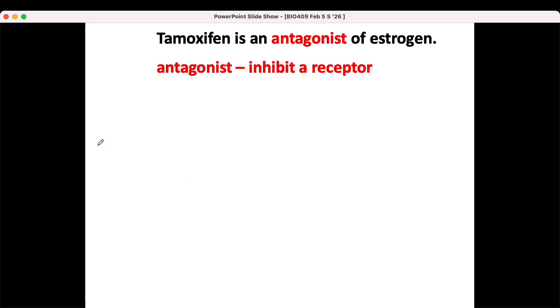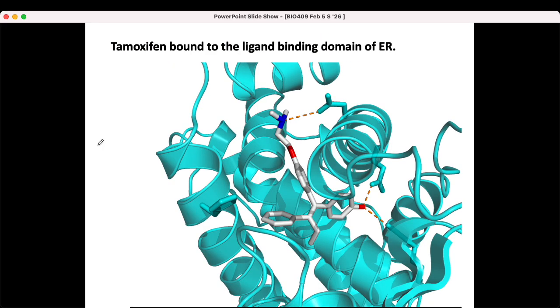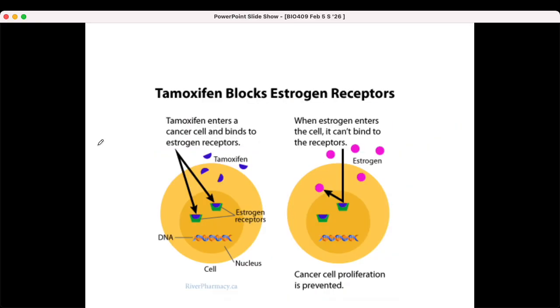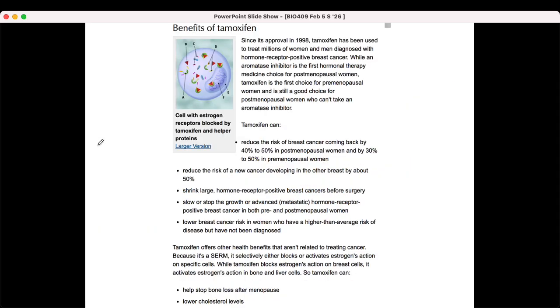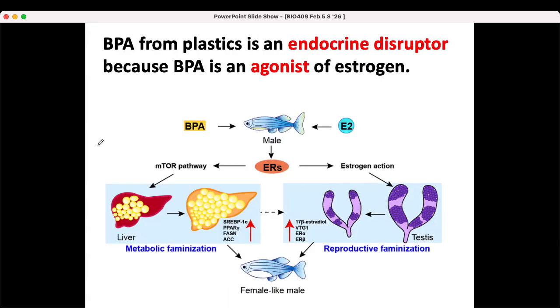So just leaning into that a little bit, here's tamoxifen bound to the ligand binding domain of estrogen receptor, and the question is about this kind of competition between estrogen and tamoxifen binding. Again, many people have taken it, so I just put that on there because it has some of these brand names that are maybe more familiar, and just more information about that. So it was approved in 1998, tamoxifen, and has treated millions of people, right? Okay, so that's one example, and we'll go into that because we want to talk about cancer biology.